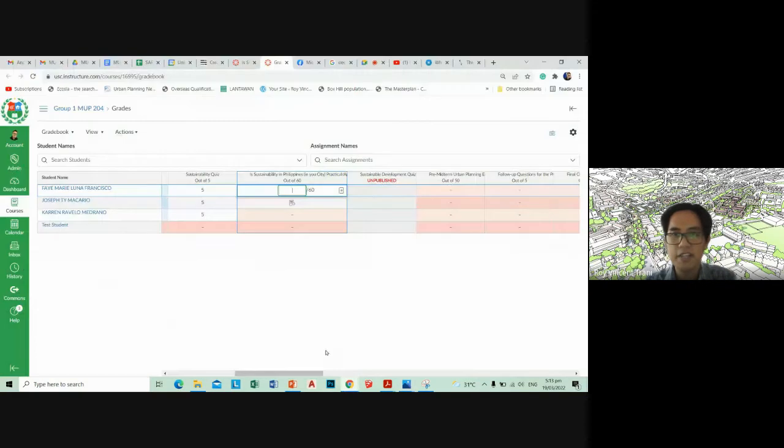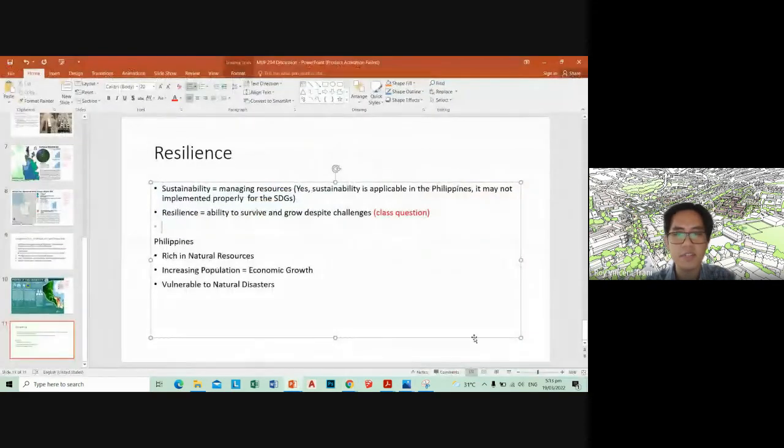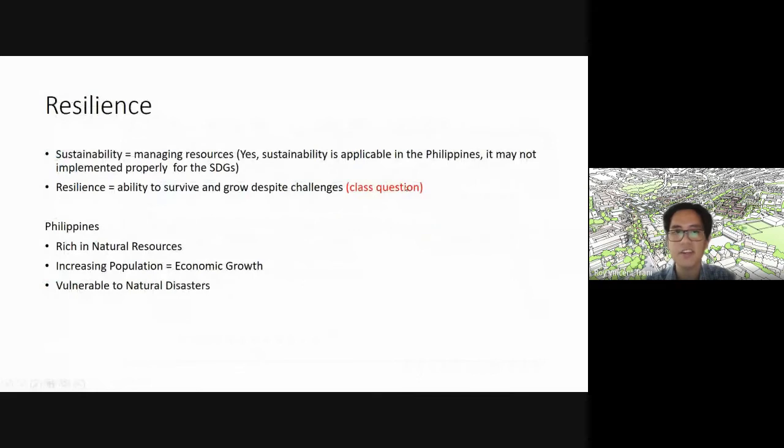Karen or Faye, do you think resilience is easier than sustainability, or is it applicable but difficult to implement in the Philippines? Something like that.